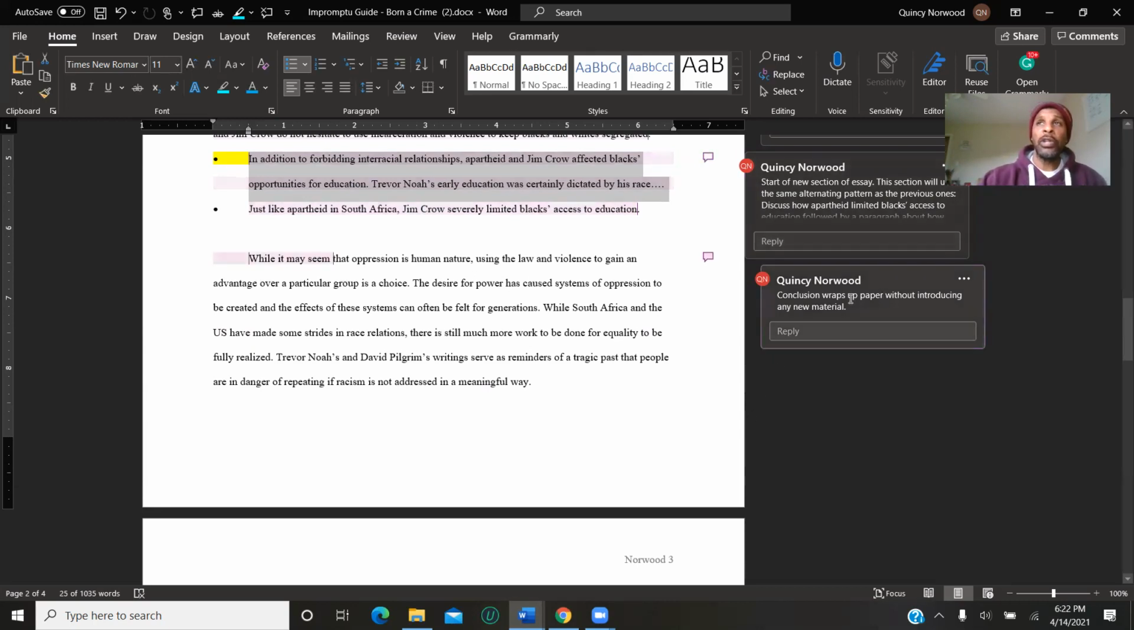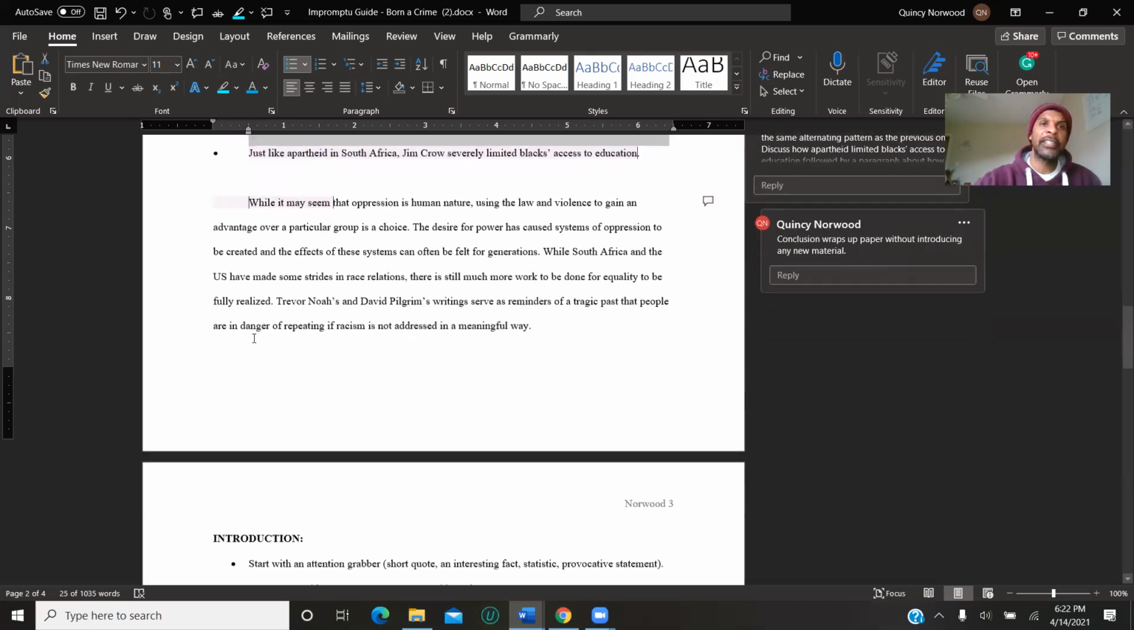So here's our little note on the side. The conclusion wraps up the paper without introducing any new material. That's critical. Don't put any new ideas in your conclusion. Don't do a book review saying that you liked the book or you didn't like it. It's fine if you learned from the book, but you don't have to share any grand life lessons that you learned from our text. And like I said, it is a great thing because the book is about relevant topics.